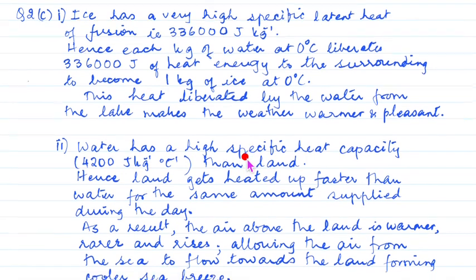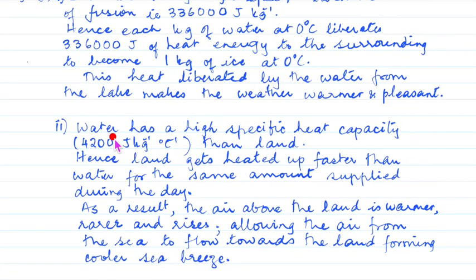The second one is about formation of sea breeze. For the sea breeze, we are going to say that the water has high specific heat capacity, which is 4200 joule per kg per degree C. It has a higher specific heat capacity than the land. Hence, land gets heated up faster than the water for the same amount of heat supplied by the sun during the day. As a result, the air above the land will be warmer, rarer, and it rises, allowing the cool air from the sea to flow towards the land, forming the cooler sea breeze. So we write the specifications like this, and if possible you should underline the keywords like so.